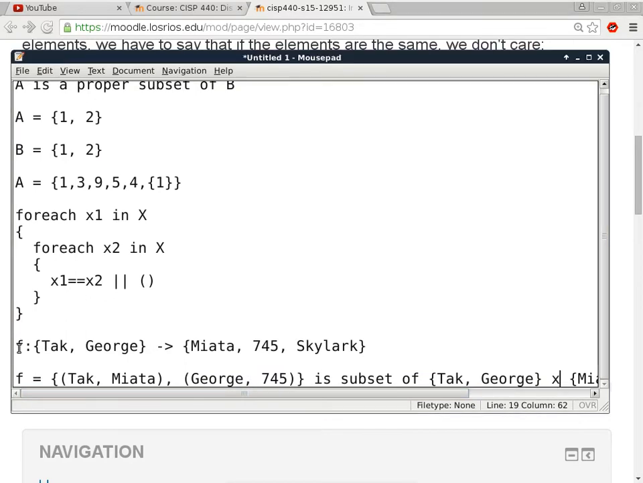So I shortcutted a little bit. The first part indicates what is the domain and what is the codomain. The second part, which is this part here, is the actual definition of the function, which has to be a subset of the Cartesian product of the domain and the codomain. All right. Any other questions?